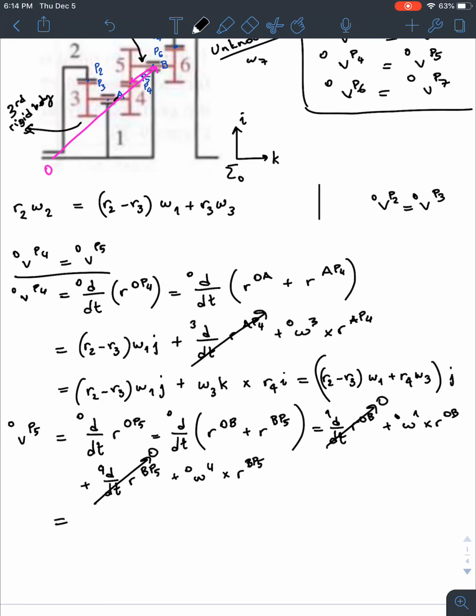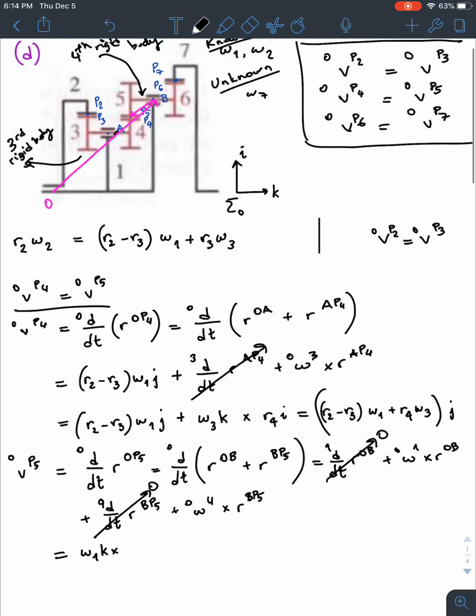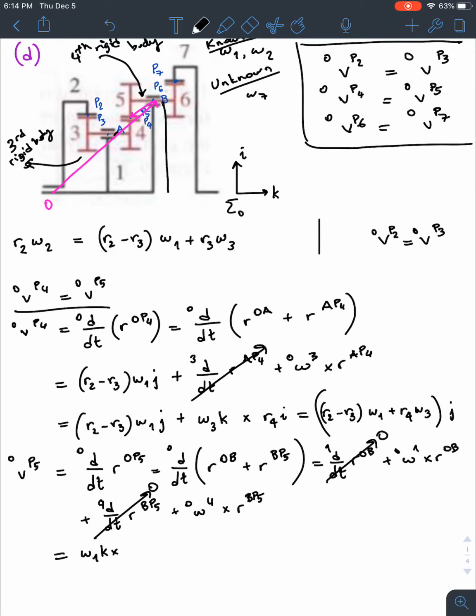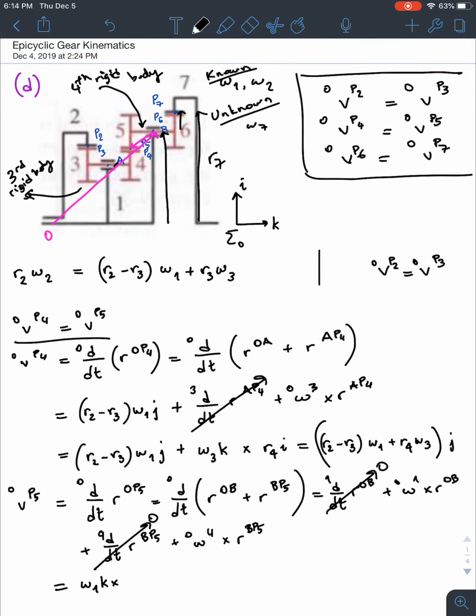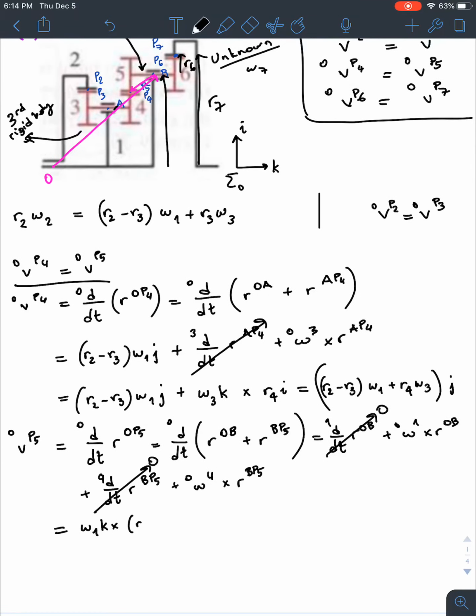So omega, the angular velocity of 1 and 0, is omega 1 k cross the position vector from O to B. What's this length right there? Well, I'm ignoring this length again. So now this length here is this length here minus that length there. What's this length? That's R7, the radius of the seventh gear. What's that length? That's R6, the radius of the sixth gear. So this is going to be R7 minus R6 in the I direction.